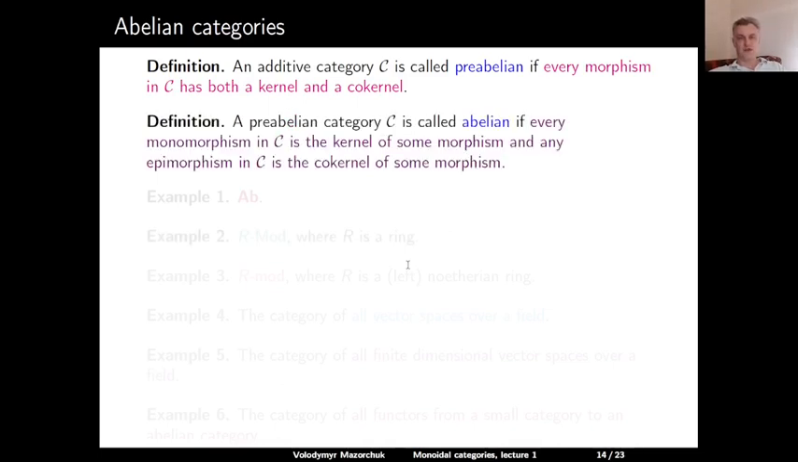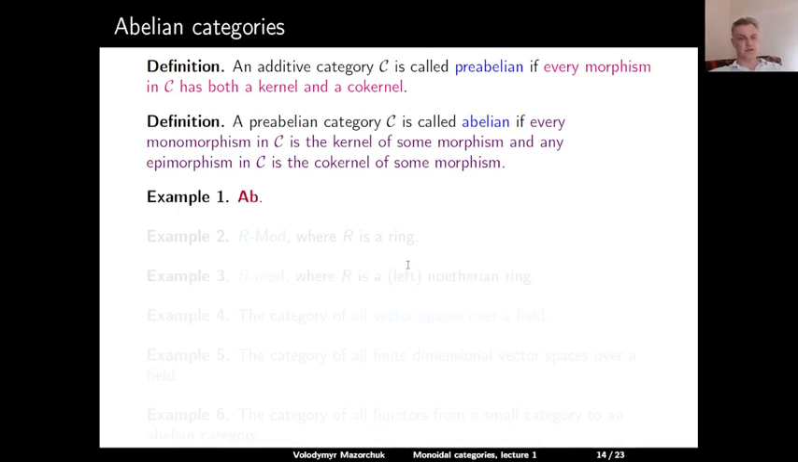And now the definition of an abelian category. A pre-abelian category C is called abelian if every monomorphism in C is the kernel of something, and any epimorphism in C is the cokernel of something.